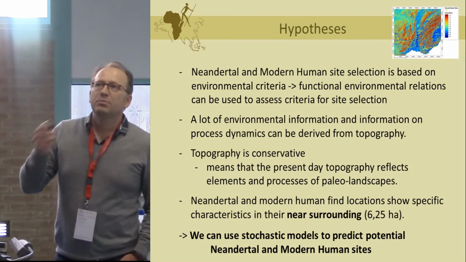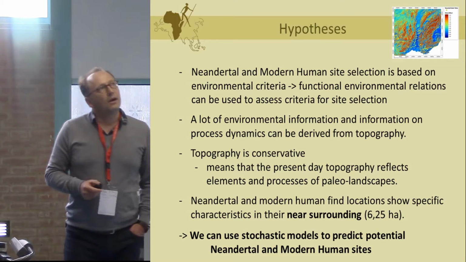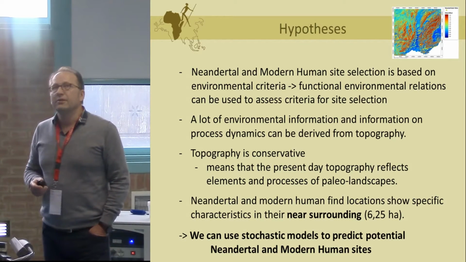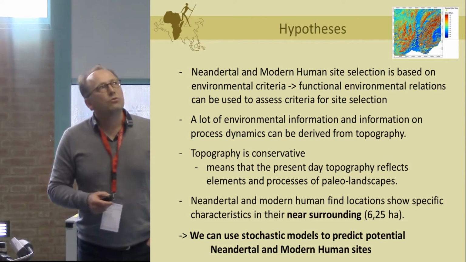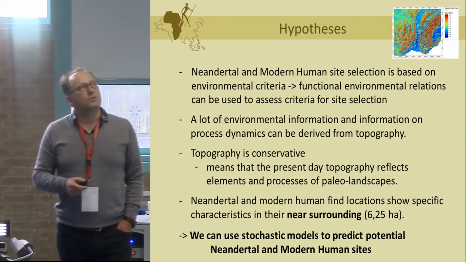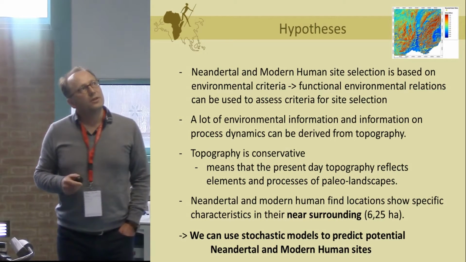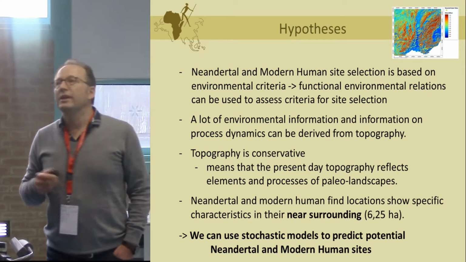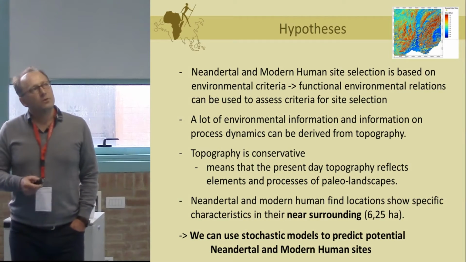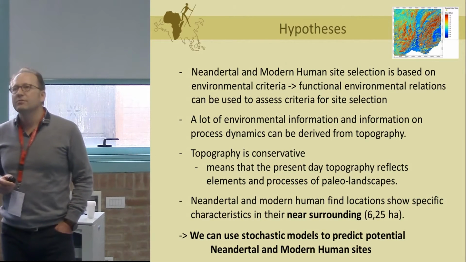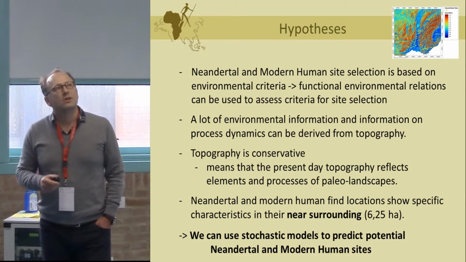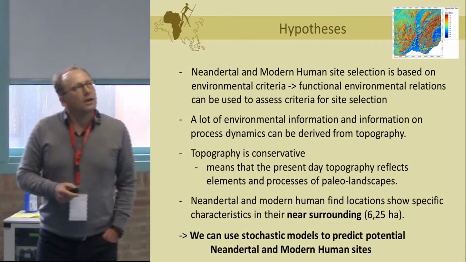So the hypotheses behind the approach are that the Neanderthals and modern human site selection is based on environmental criteria. That means that we can use functional environmental relationships to assess the criteria of site selection. Then a lot of environmental information and information on process dynamics can be derived from topography. So one of the main hypotheses is that topography is conservative, and that means that the present-day topography reflects elements and processes of the paleo landscape.